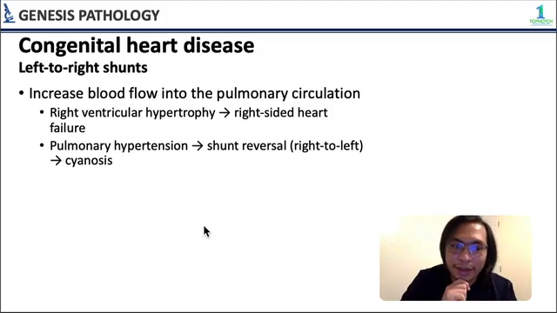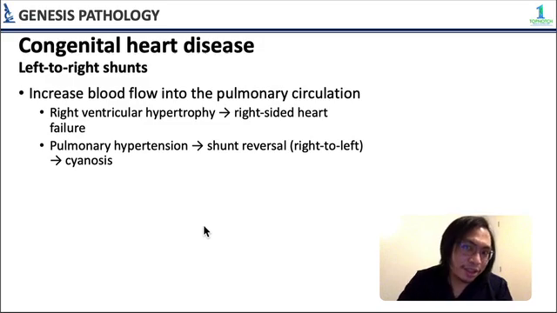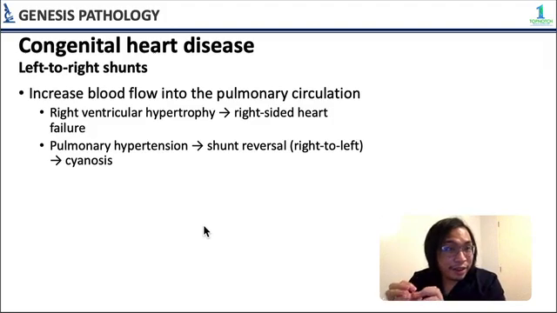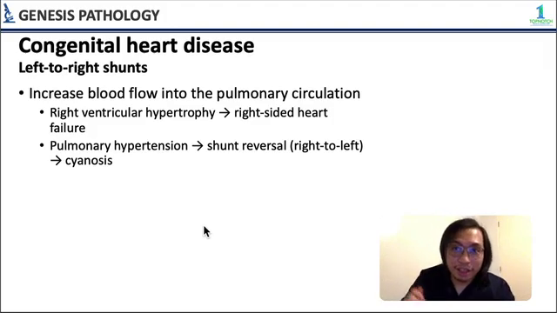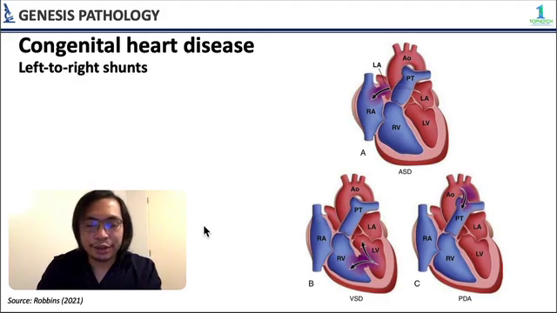What do you think will happen? What is the blood in the right side of the heart, oxygenated or deoxygenated? Deoxygenated. Now, your deoxygenated blood on the right will go to the left. Your left will pump that deoxygenated blood to the systemic circulation. No oxygen, that will cause cyanosis. What do you call that? Shunt reversal. That is your Eisenmenger syndrome. Okay?